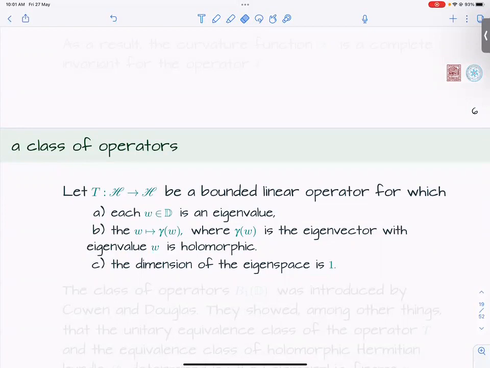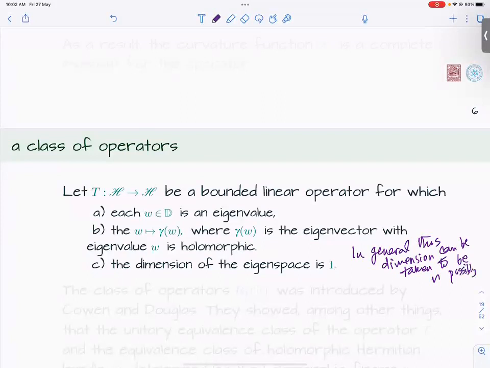you imagine that the eigenvector, omega going to gamma omega, is holomorphic. In other words, this is a rather subtle point. Actually, I should have said the dimension of the eigenspace is one. First, you say that the dimension of the eigenspace is one. Again, in general, this dimension can be taken to be n, not necessarily 1. But I am taking it to be 1 for simplicity. So this should go first of all here. Okay. So the dimension of the eigenspace is 1.